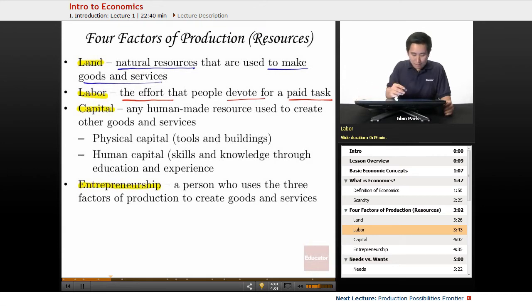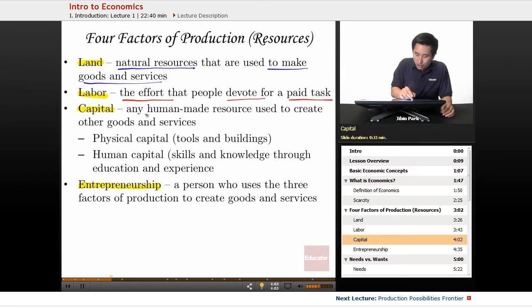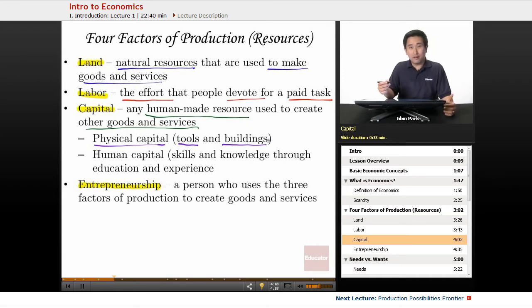And then you have capital, and there are 2 different types of capital. Capital is any human-made resource used to create other goods and services. One type of capital is physical capital. For example, this pen I'm using is one type of physical capital, and this building that I'm filming in is another type of physical capital. Another type of capital is human capital, the skills and knowledge gained through education and experience. As you're watching this, hopefully my goal is for you to build some human capital.